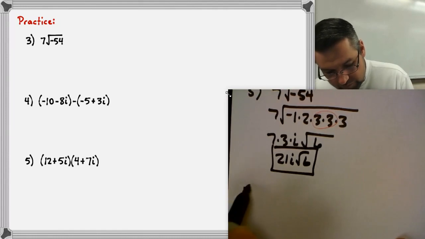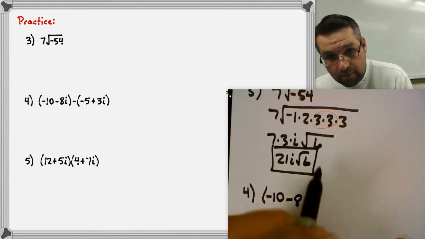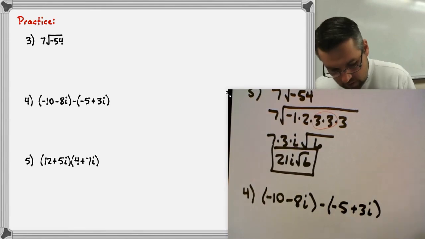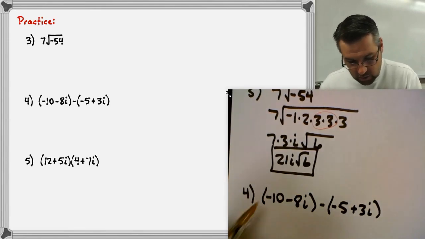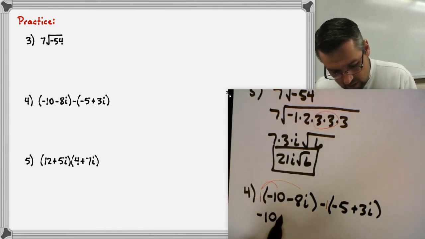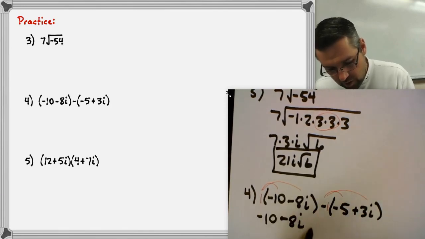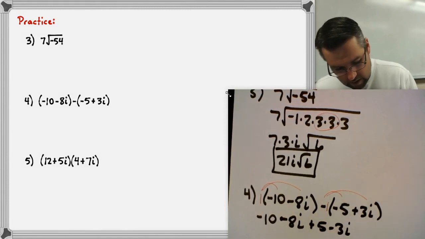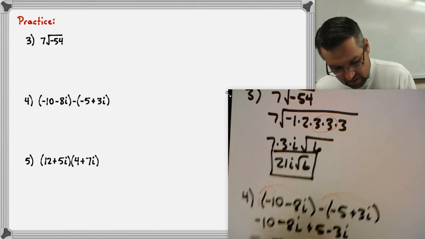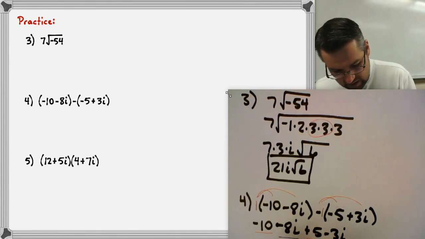For number 4, we have negative 10, there's the bell, minus 8i minus negative 5 plus 3i. Now here we're subtracting these, so we're going to distribute that negative 1 out front. So we end up with negative 10 minus 8i, and distribute this negative 1 out front. So we end up with positive 5 minus 3i. And then we'll combine like terms. So we have negative 10 and positive 5, which is negative 5. And then we have negative 8i and negative 3i, which is negative 11i.